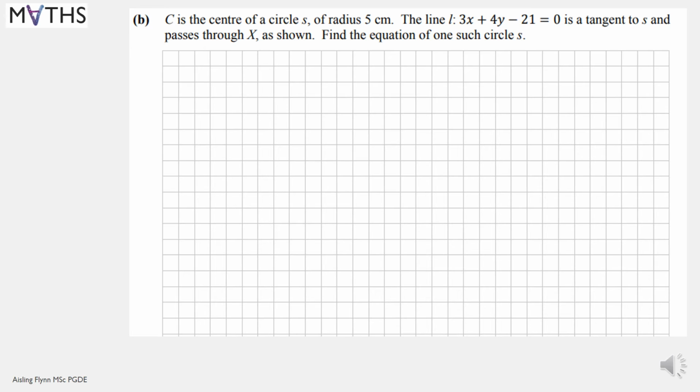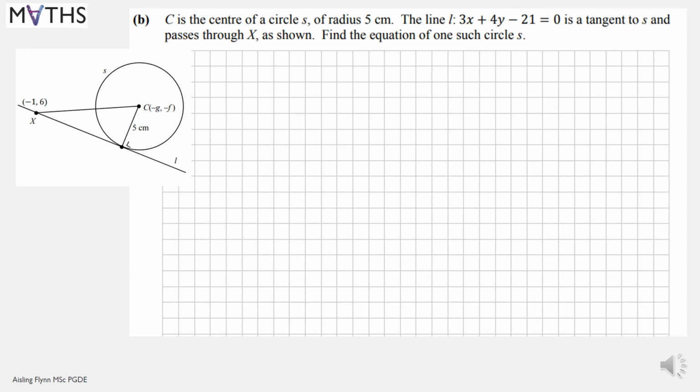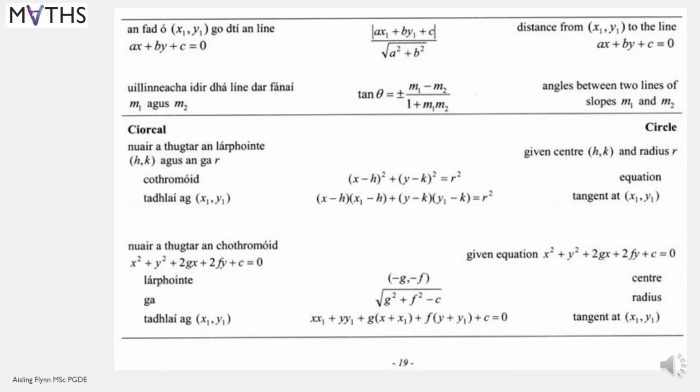Part B now. C is the center. I think we need to look at the picture for this. C is the center of a circle S of radius 5, and the line L, 3x plus 4y minus 21, is a tangent to S and passes through X as shown. Find the equation of one such circle S. Okay, so the problem here is that we don't know the coordinates of the center. Now what are we going to use here? Well, the equation of the circle is what we're asked for.